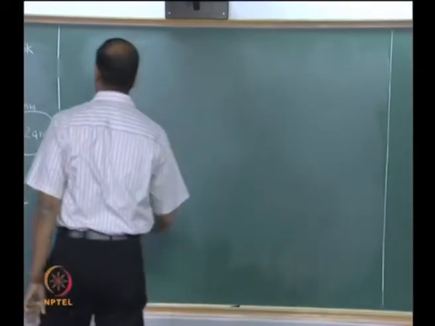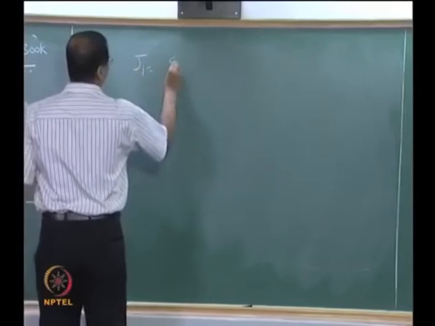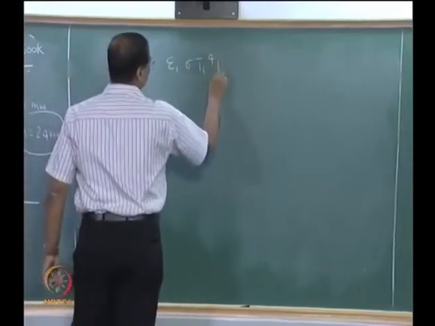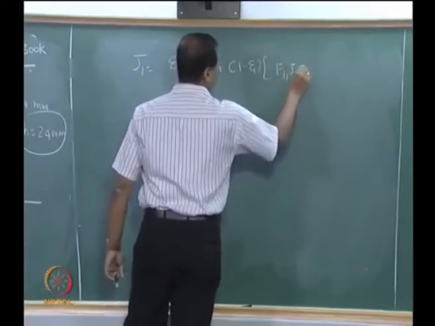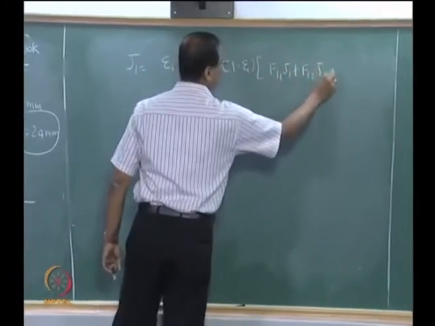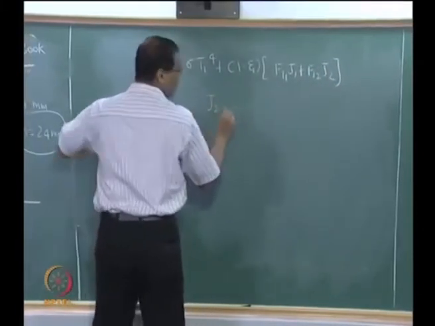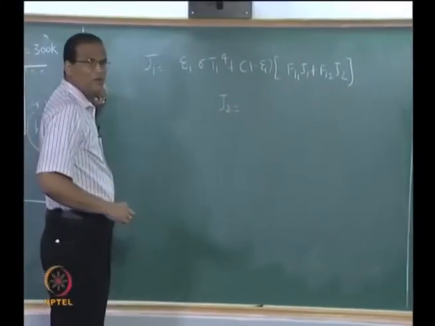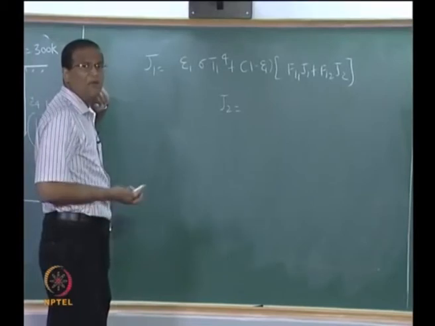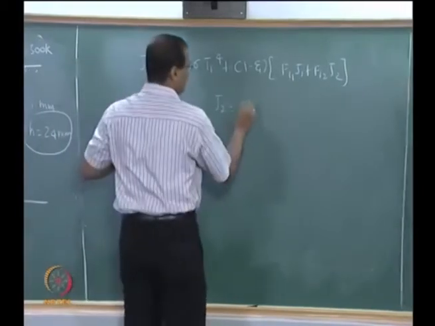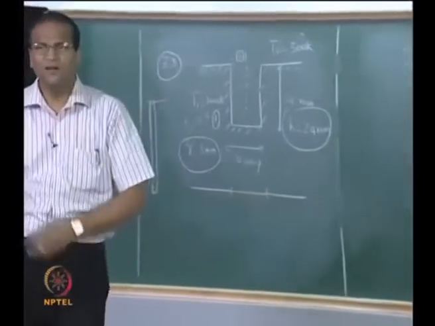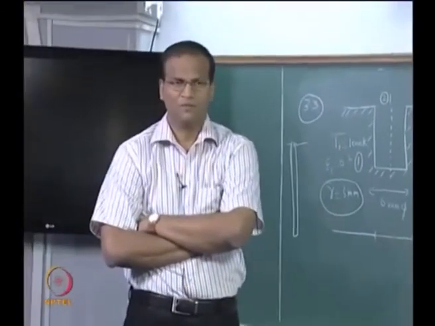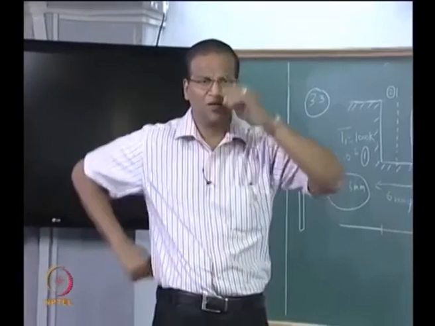we write the radiosity relations J1. What is J2? J2 is a black body at T infinity, sigma T2 to the power 4. What is the value? 5.67 10 to the minus 8 into 300 to the power 4.